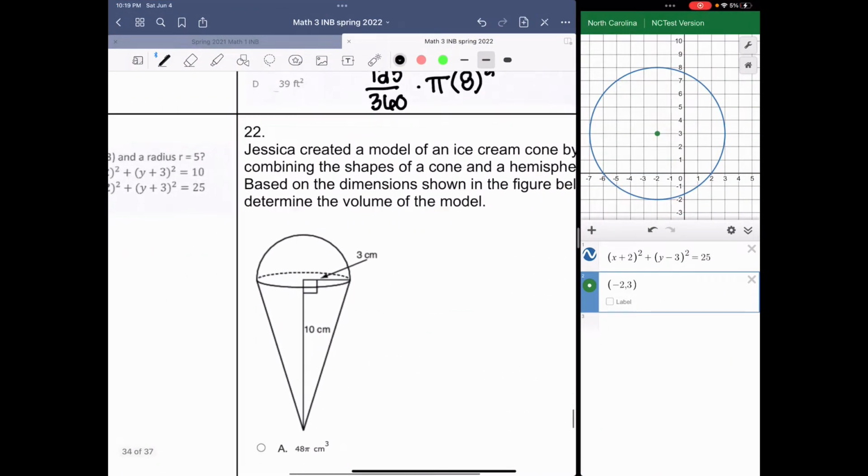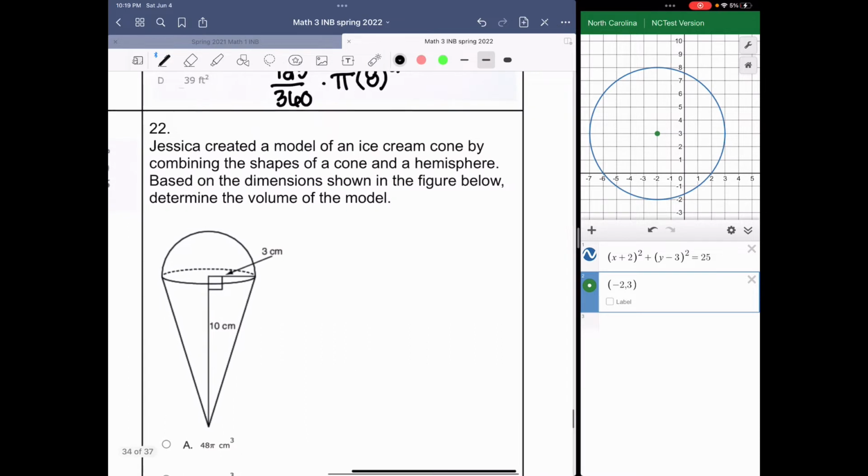All right, for 22, it says Jessica created a model of an ice cream cone by combining the shapes of a cone and a hemisphere, which is half of a sphere. So using the dimensions of the model, what is the volume of this? There's two things that we're going to have to do here. We're going to find the volume of a cone, and the volume of the sphere, and then we're going to divide the sphere's volume in half because we only have half of one.